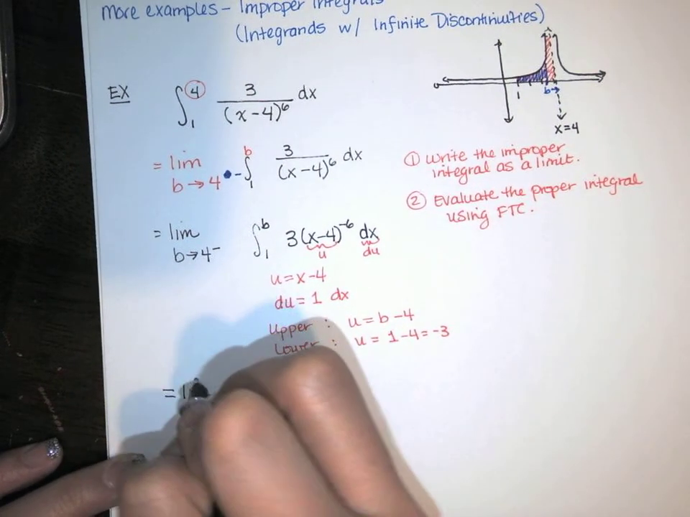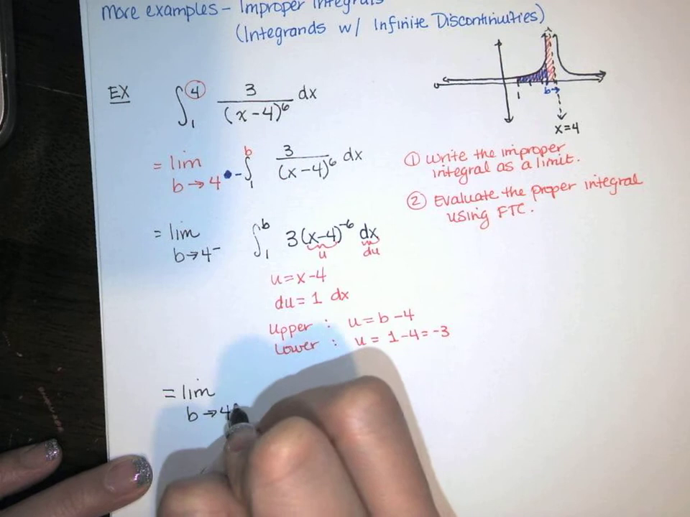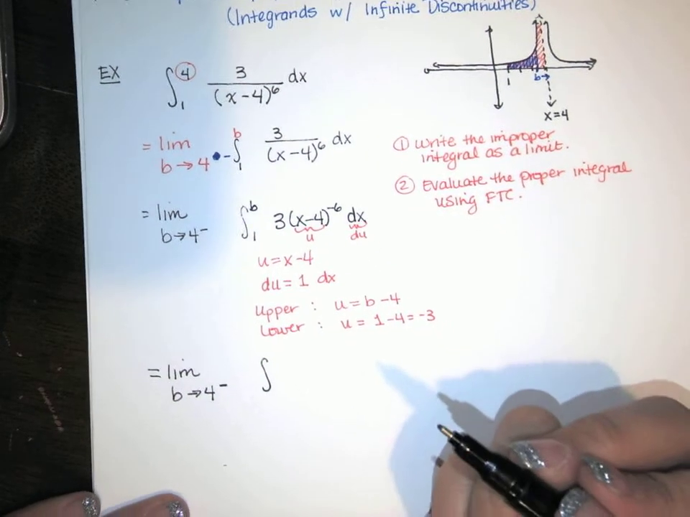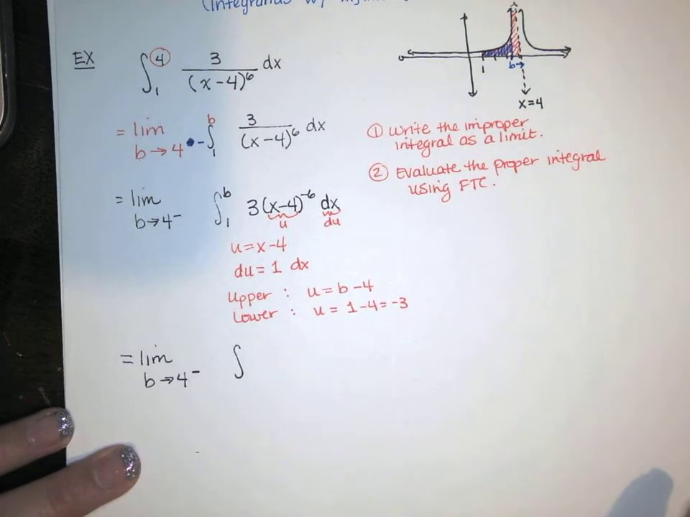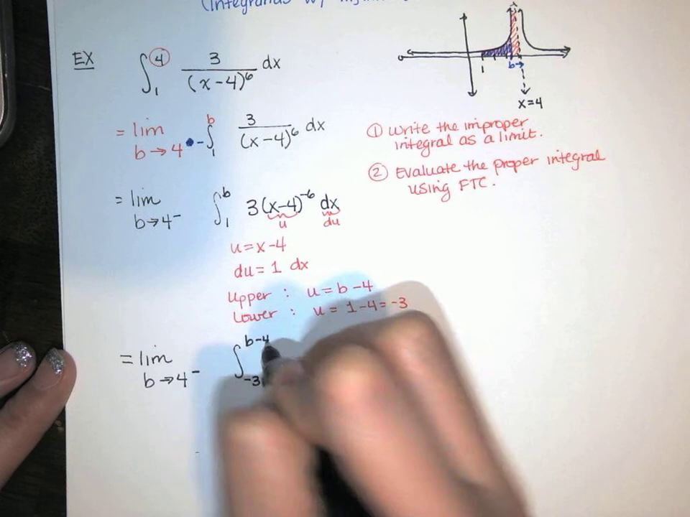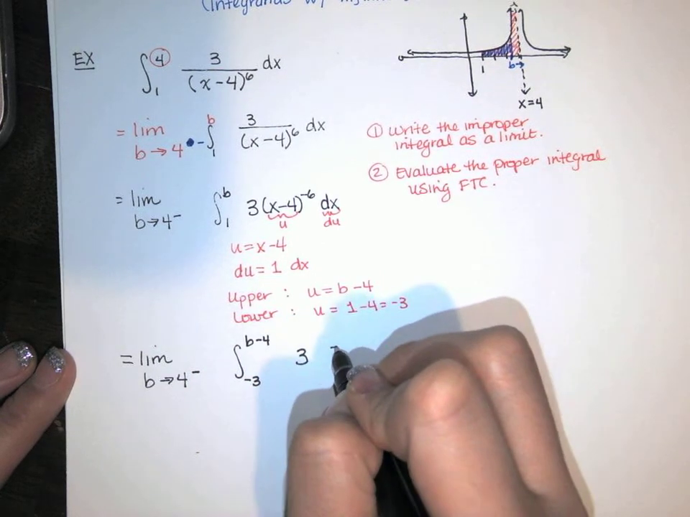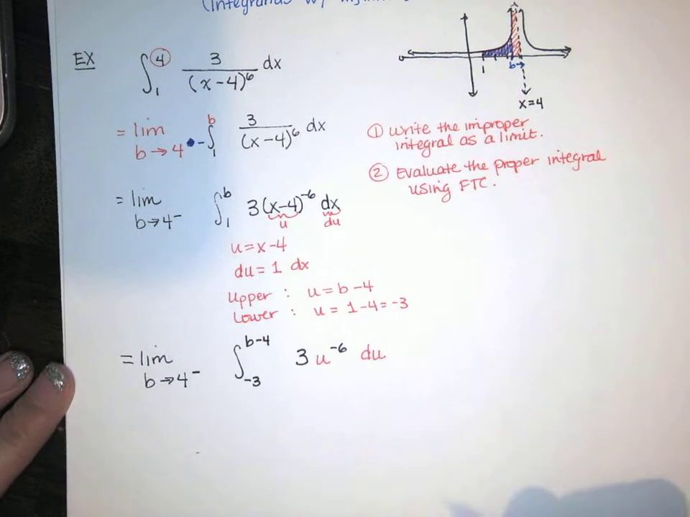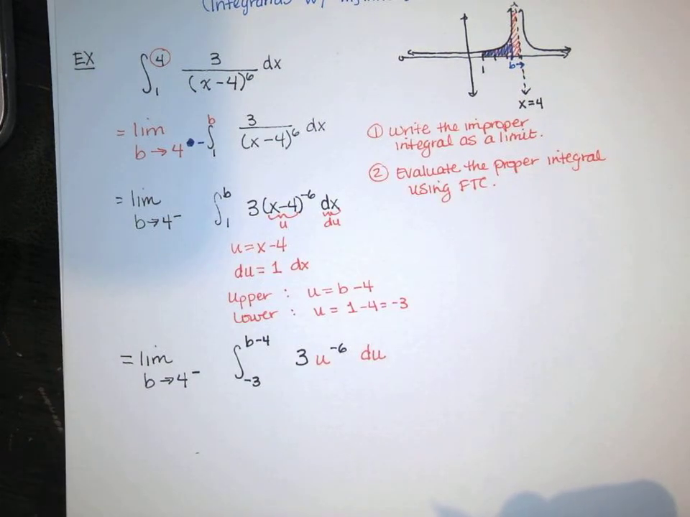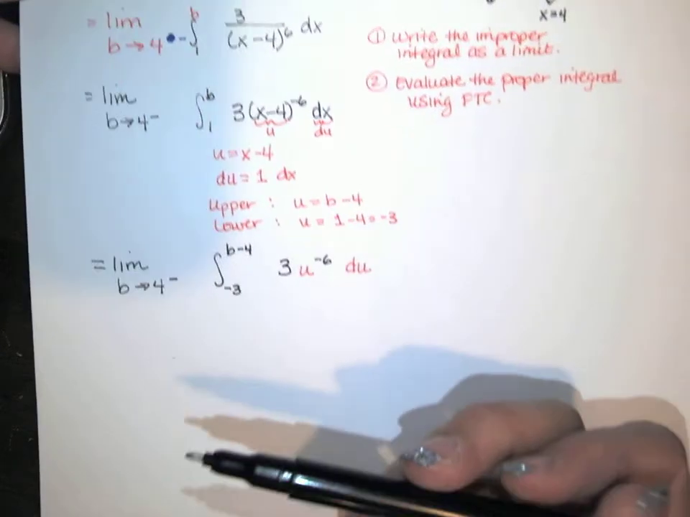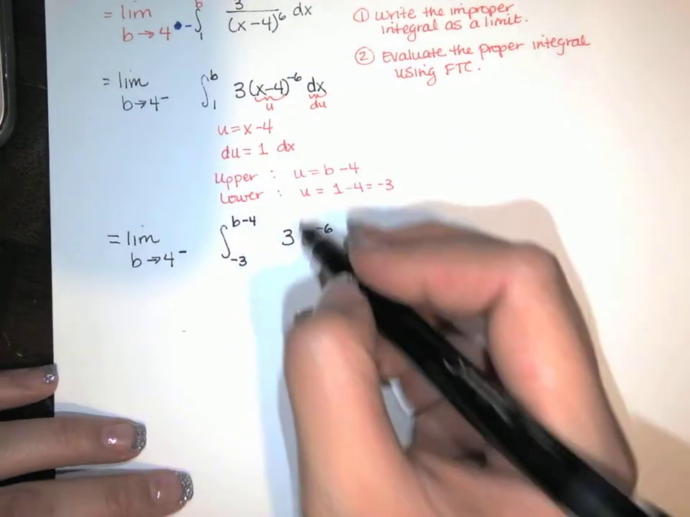So I have the limit as b approaches 4 from the left of this new integral. After a change of variables, my lower limit is negative 3, my upper limit is b minus 4, and this is 3 times u to the negative 6th times du. And now we just anti-differentiate, plug in the bounds, subtract, and take the limit of the result. Okay, so we're still doing the fundamental theorem of calculus part.